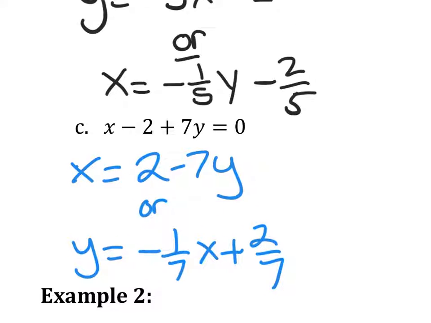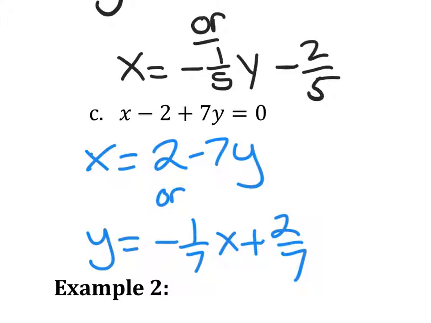And then with C, again, x has no numbers out in front, so it's pretty easy to get by itself. All you have to do is add or subtract those other terms over to the other side.